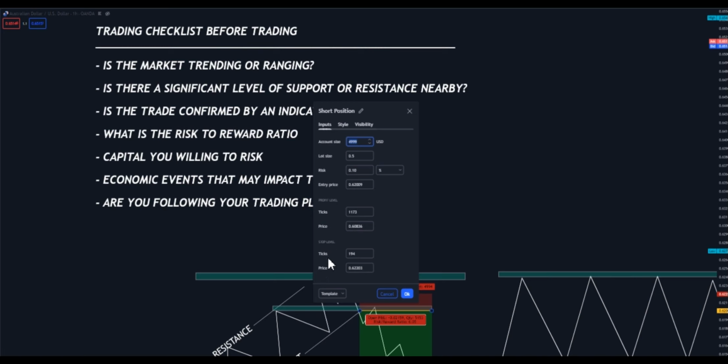As you can see there, you are risking only 194 points, but you're willing to gain 1,173 points, or ticks. That's what we are talking about at this particular moment, guys.